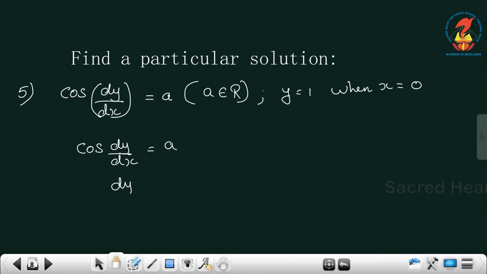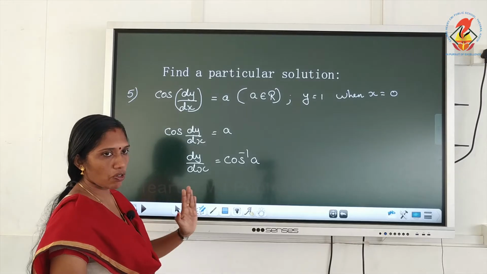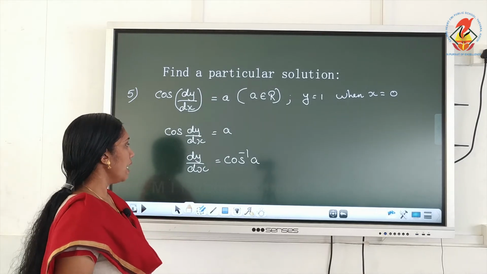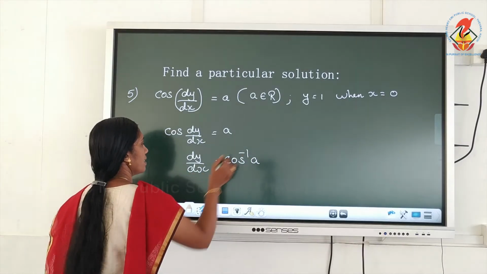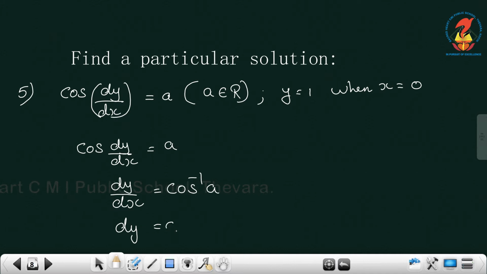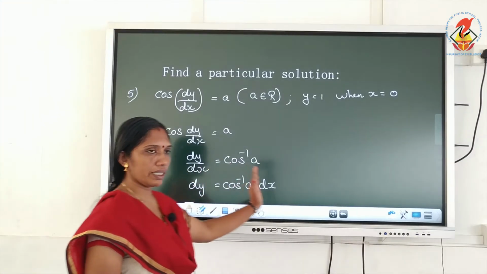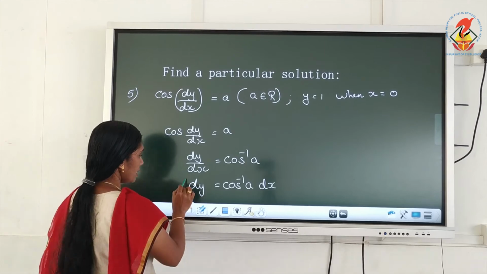So what is dy/dx? I can write dy/dx = cos inverse a. Is it right? Apply cos inverse on both sides, so you will get this. Now take dx to the right hand side. Anyway, this cos inverse a is a constant, into dx. So one side dy, the other side dx. Now we can integrate.